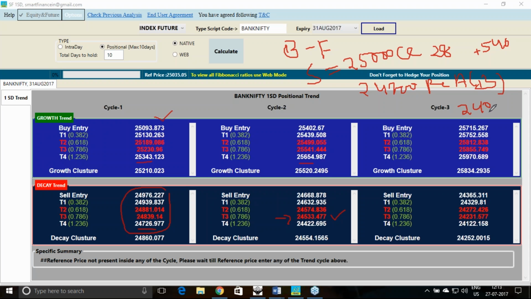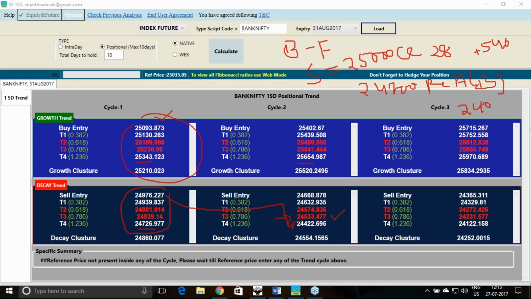My momentum strategy I will be holding. Once it completes the first cycle, I will be booking the profit. And if it is coming down and entering the trend change zone, which is below 24,534, I'll be changing my index strategy.